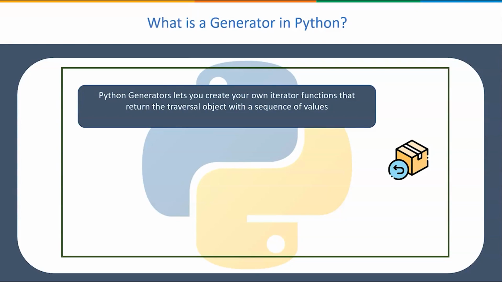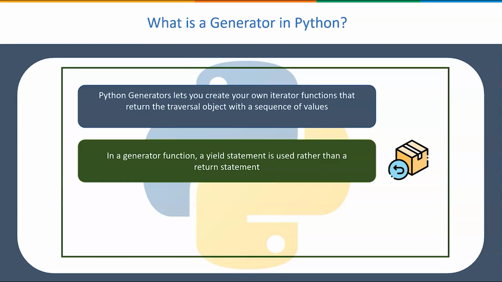Now, what is a generator in Python? Python generators let you create your own iterative functions that return a traversal object with a sequence of values. So basically, with iterators you can only work on lists, tuples, or sets, but with generators you can convert your functions into iterative functions themselves. And we will see that when we work in a Jupyter notebook.